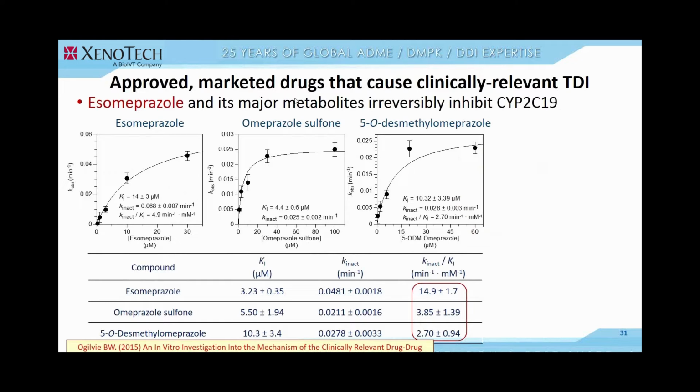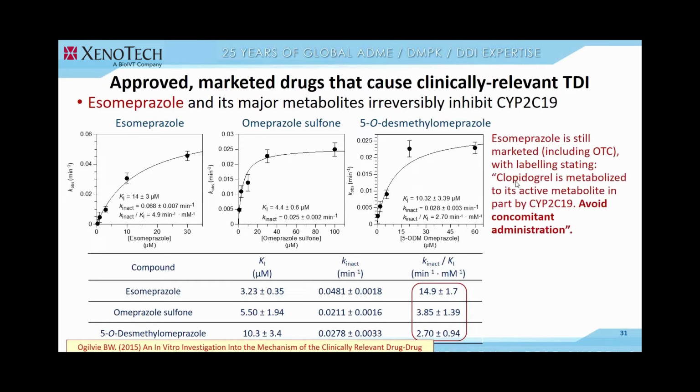Another approved marketed drug that causes clinically relevant time-dependent inhibition is esomeprazole. And actually, its major metabolites also irreversibly inhibit CYP2C19. I'm not going to show you all the data that I used to prove that it is irreversible. But if you look at the Ki and Kinact value, and if you take Kinact, divide it by the Ki, and this is in units of reciprocal minutes per reciprocal millimolar, so you have to multiply these by 1,000, what you'll see is that esomeprazole itself has a value of about 15. So that's a pretty decent efficiency of inactivation of CYP2C19. And when you couple that with its 2 metabolites, you now have a case where esomeprazole in particular can inactivate CYP2C19 relatively efficiently. And yet it's still marketed, in fact, over the counter.